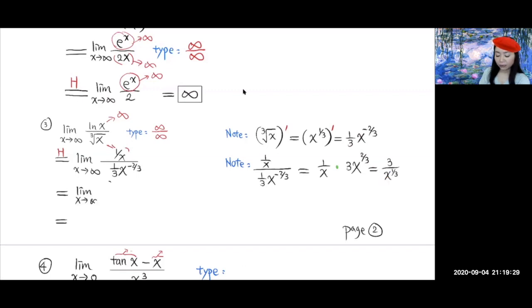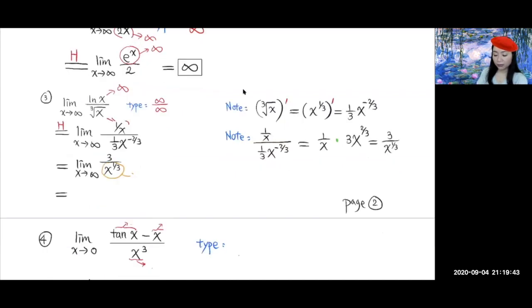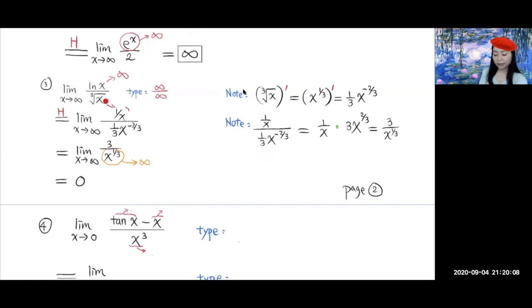So the next step, we have the limit of this quotient. That's the simplified form of this one. Now, as x goes to infinity, x to the 1/3 power goes to positive infinity, and the numerator stays unchanged and positive. So this limit is going to be 0. So this indeterminate form of this type is equal to 0.